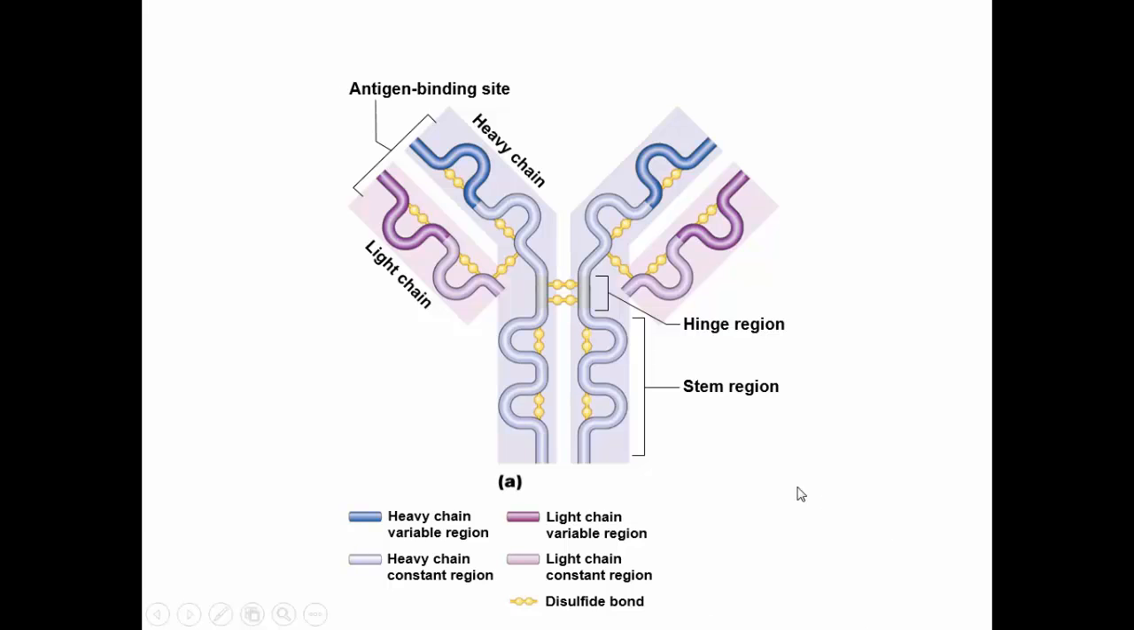Here you see the basic monomer, the Y shape, the light chains, the heavy chains, the disulfide bonds. This is the antigen binding site, so this is the variable end. And this part of the molecule is going to be the same for every immunoglobulin in that particular class. This is the part that will bind complement. This is the part that will attach to cell membranes.